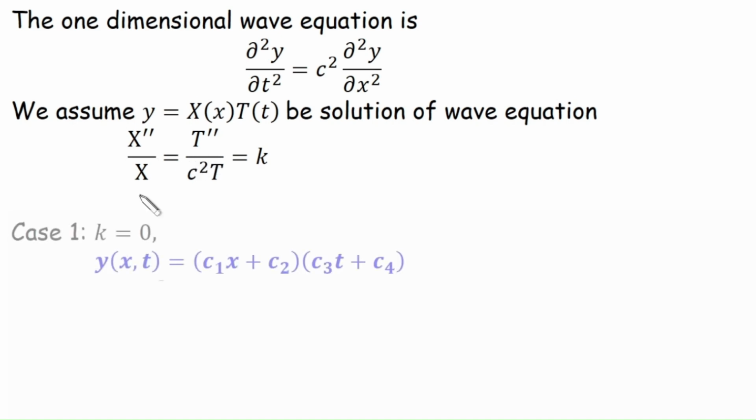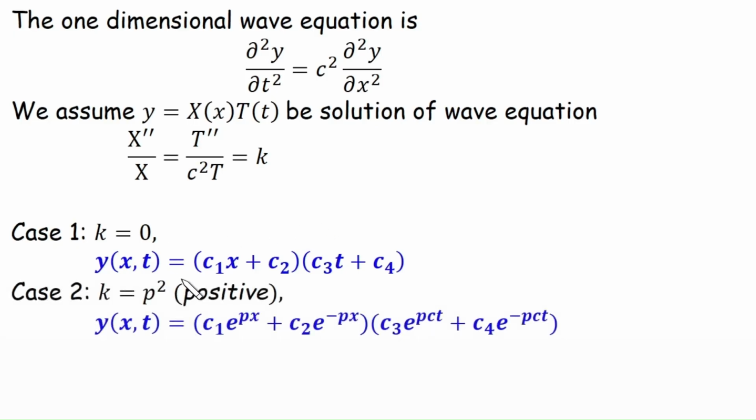The first case is when k is equal to 0. In this case, the solution is linear in both the variables x and t. This means the displacement changes in a straight line manner. But in real life, like in vibrating strings, we do not observe this type of motion. On the other hand, if we take k as positive, let it be p square, in that case the solution involves exponential functions. So the displacement is either growing very fast or decaying very fast. But again, this is not what we observe in a guitar string, because the motion doesn't grow infinitely.